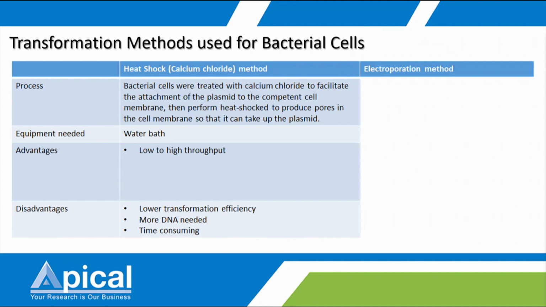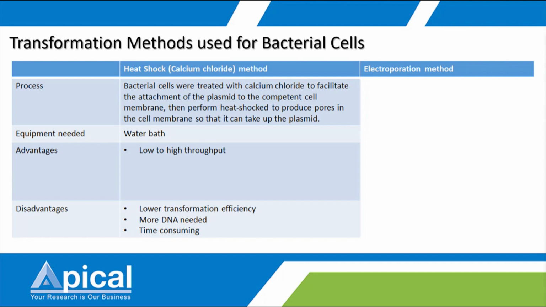This method is much easier, and you only need a water bath, where you perform the heat shock at 42 degrees Celsius. But the transformation efficiency for this method is lower, and more DNA will be required. It also takes time to produce the competent cells for this heat shock method.